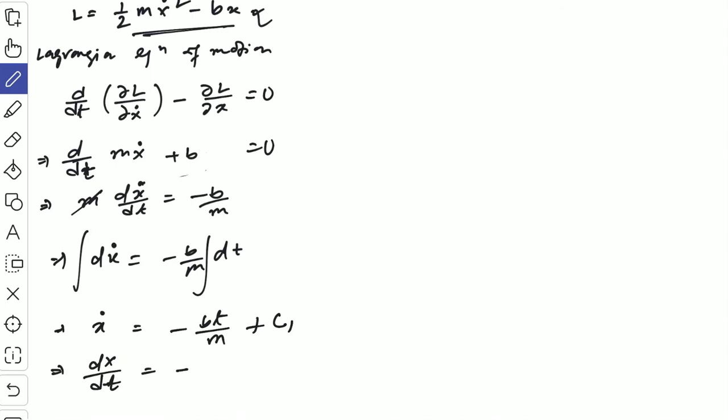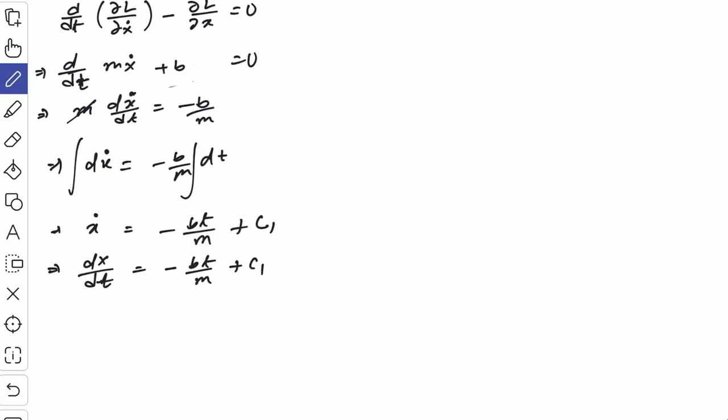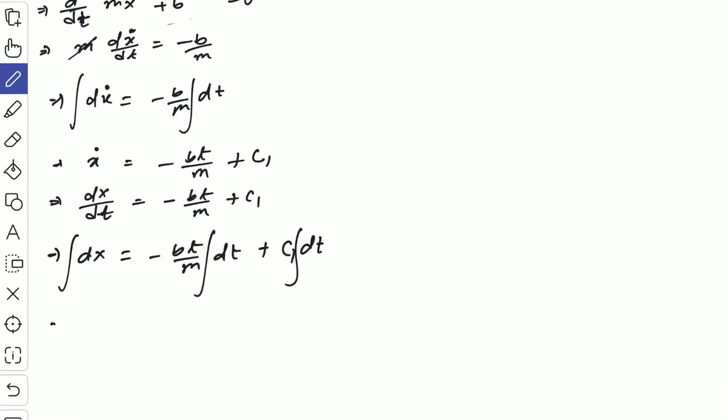Then minus bt by m plus c1. If you simplify this, you will get dx is equal to minus bt by m dt plus c1 dt. Now if you integrate both sides again, you will get x is equal to minus bt square by 2m, then plus c1t, then plus another constant, that is c2 suppose. So this is x at time t.